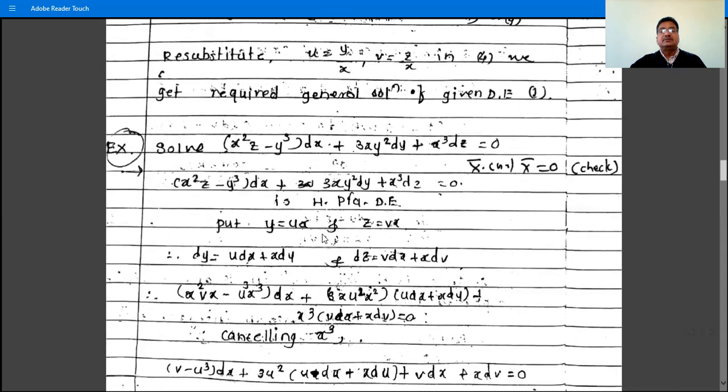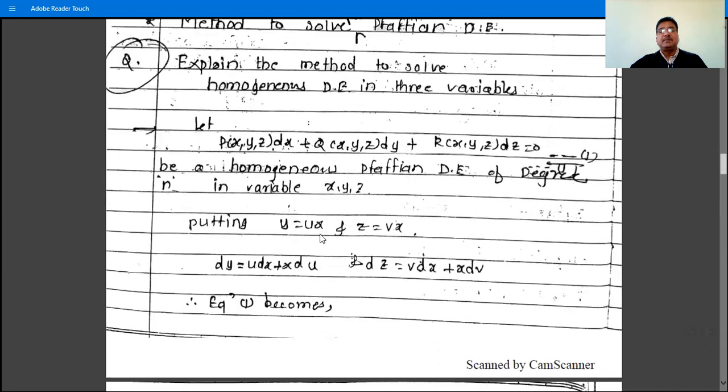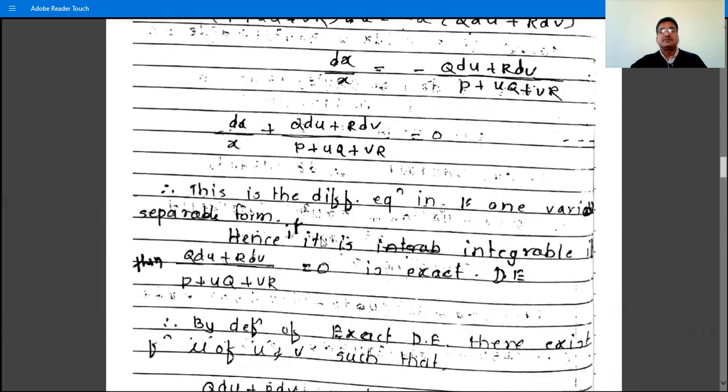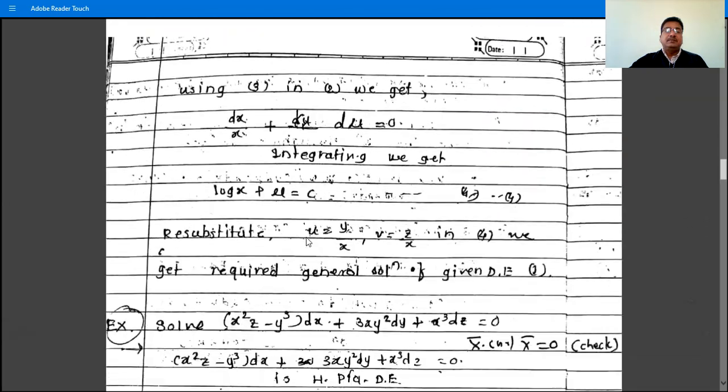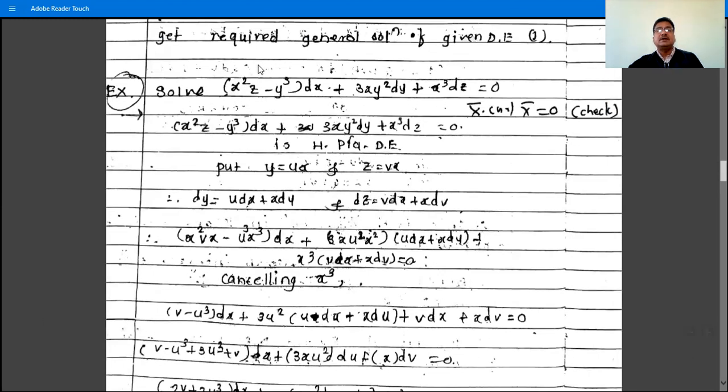So the question is: explain the method to solve the homogeneous Pfaffian differential equation in 3 variables. So the problem on this method, solve this problem. So this is the homogeneous Pfaffian differential equation. Why is this a homogeneous Pfaffian differential equation?